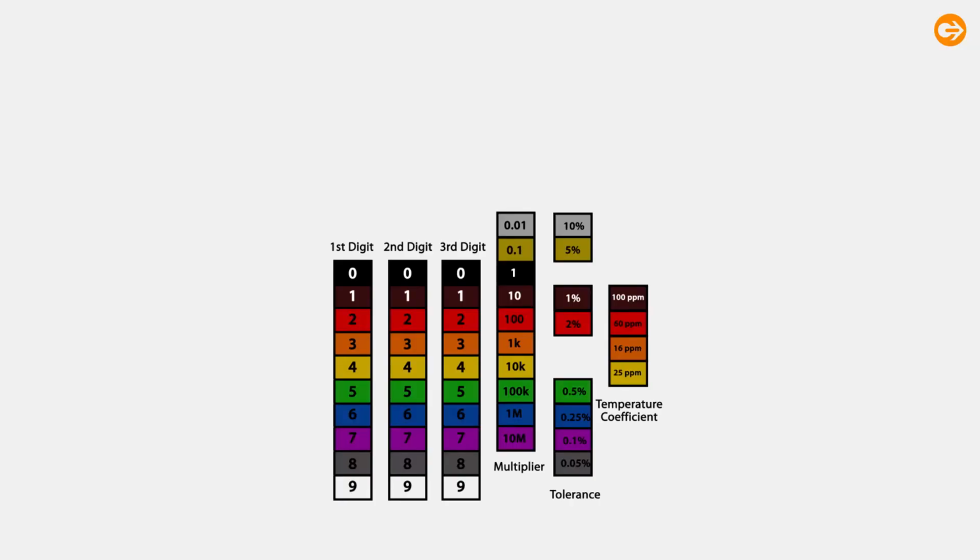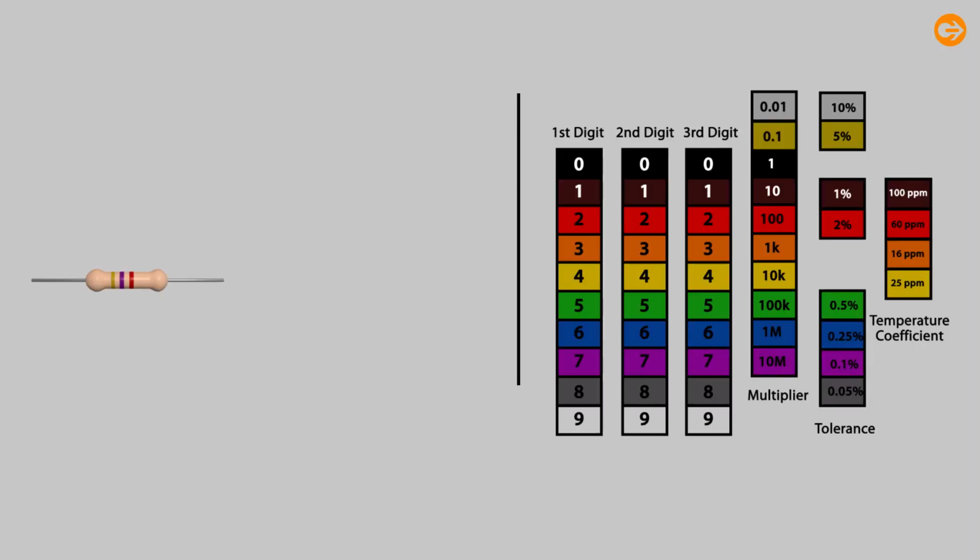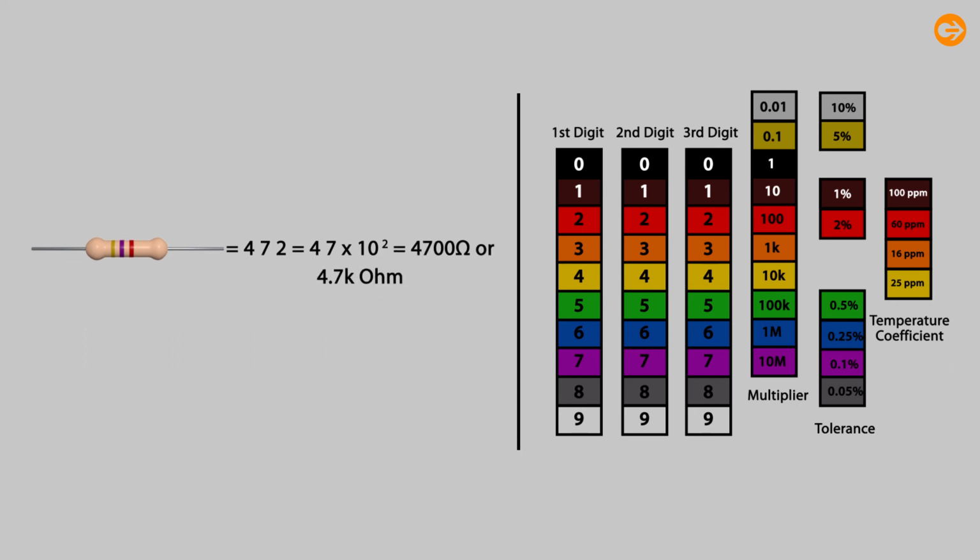The sequence of calculating the color code is as follows. Listen closely. Digit, digit, multiplier is equal to color, color into 10 to the power color, in ohms. For example, a resistor has the following colored bands: yellow, violet, red, that is 472. Now, putting in the formula, 47 into 10 squared is equal to 4700 ohms or 4.7 kilo ohms.